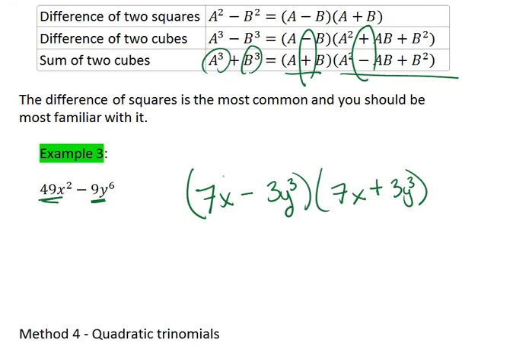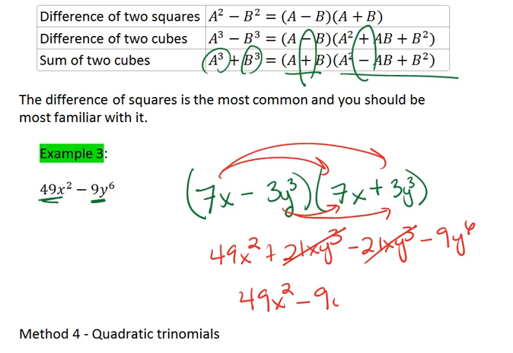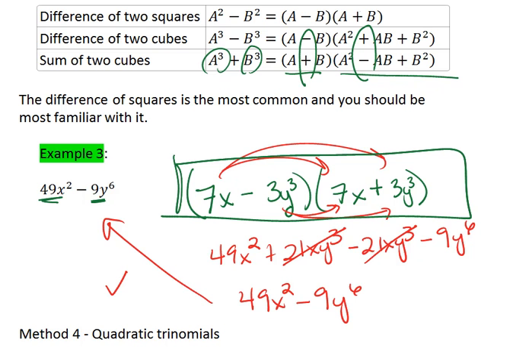We multiply through. We should get 49x squared plus 21xy cubed. And then we distribute the 3y cubed, giving us minus 21xy cubed minus 9y to the sixth. The 21xy cubes cancel, leaving 49x squared minus 9y to the sixth, which is indeed the polynomial we started with. So our final answer is 7x minus 3y cubed times 7x plus 3y cubed.